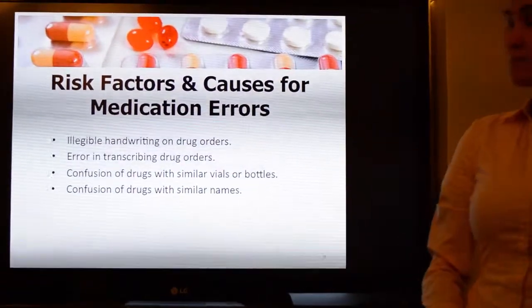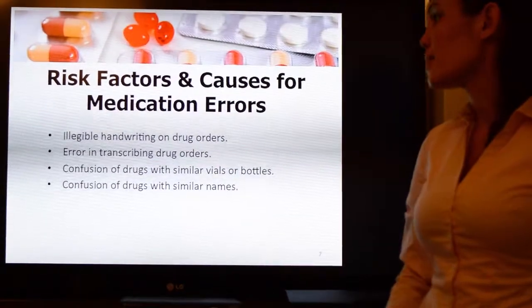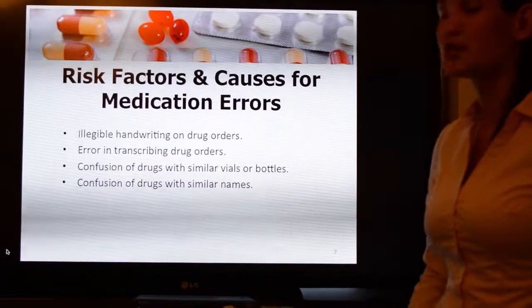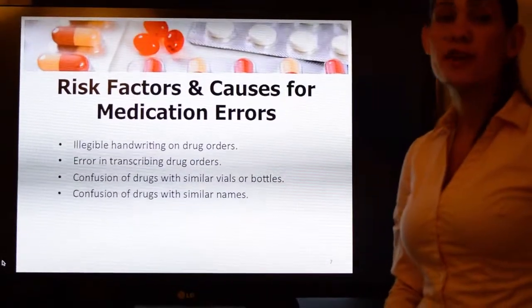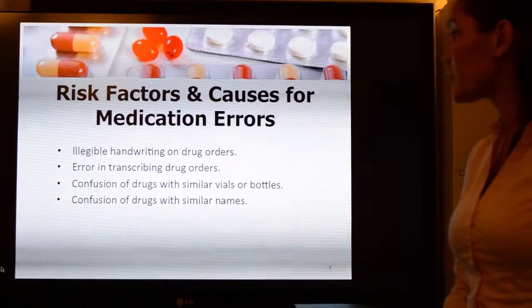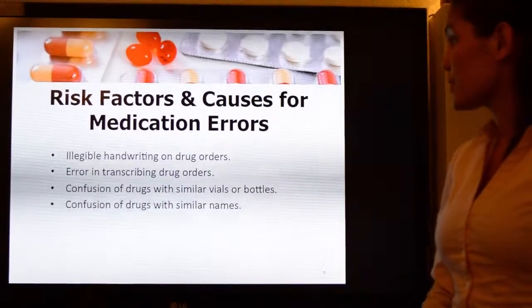Other factors that account for these medication errors are illegible handwriting on drug orders. Also, error in transcribing drug orders. For example, orders that are received by phone. Confusion of drugs which have similar names or similar vials and bottles.